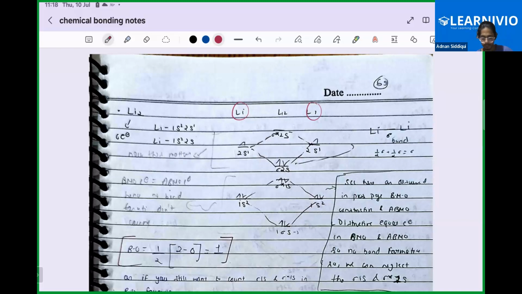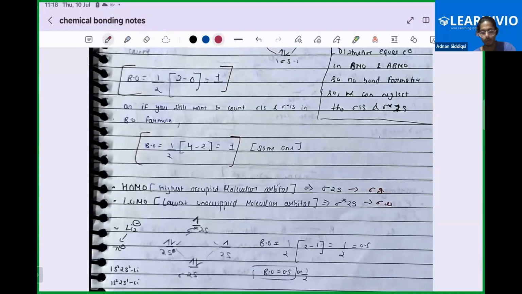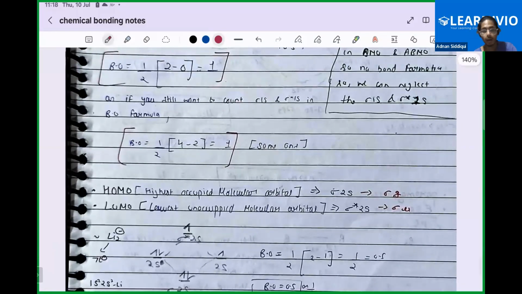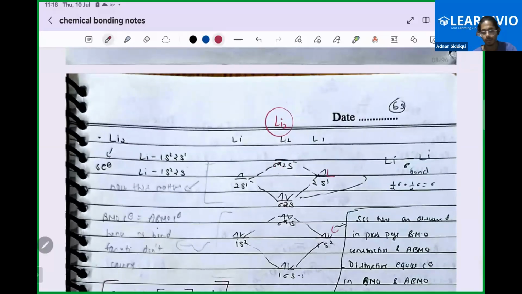See, this is your Li2. This is your molecule, and these are your atomic orbitals, but these are molecular orbitals. So you're right, the anti-sigma bond 2s is empty. So we will call it LUMO, the lowest unoccupied molecular orbital. Is it clear? Lowest unoccupied molecular orbital.